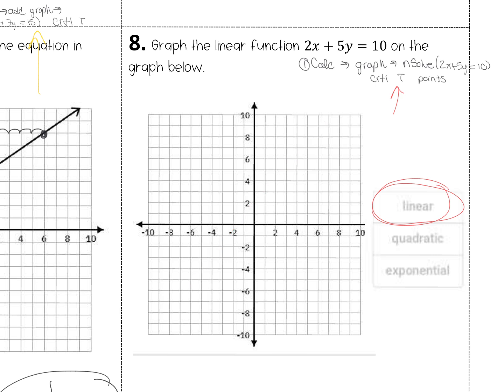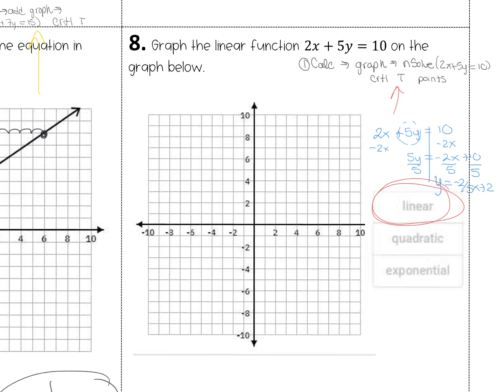If you don't want to use the calculator, you also could do solving by hand. 2x plus 5y equals 10. I want to get y by itself, so I'm going to subtract my 2x over. 5y equals negative 2x plus 10, and divide everything by 5. And so when you do that, you're going to get y equals negative 2/5 x plus 2.